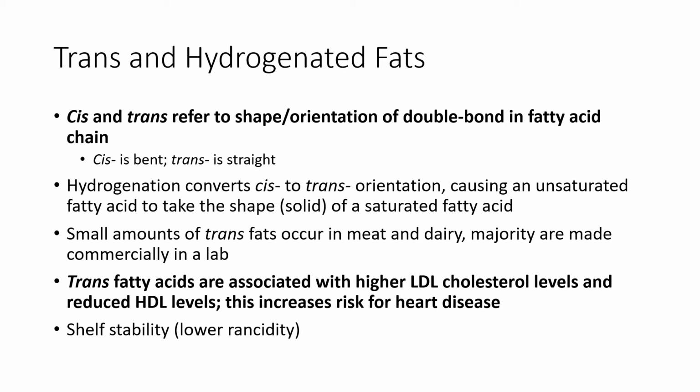This is a commercial process. There are very few trans fats that do occur naturally in meats and dairy, but in very trace amounts, almost negligible. So really the primary trans fats in our diet come from processed foods, where food manufacturers wanted to include a vegetable oil that might be rich in polyunsaturated fatty acids, but they wanted to make it more solid in nature. So they hydrogenated it to change the orientation from cis to trans of the double bond.